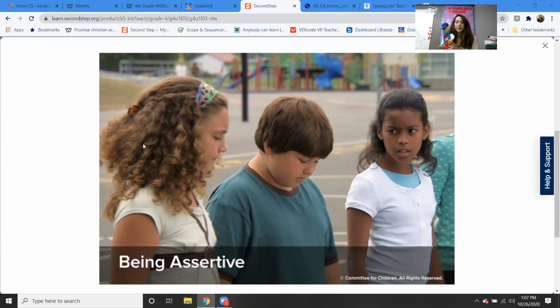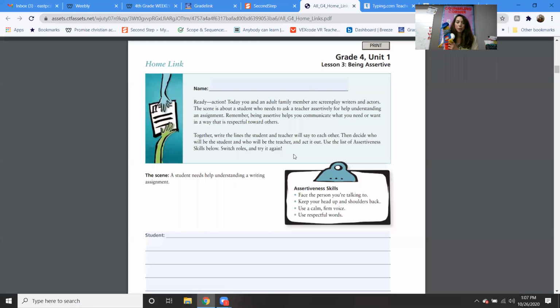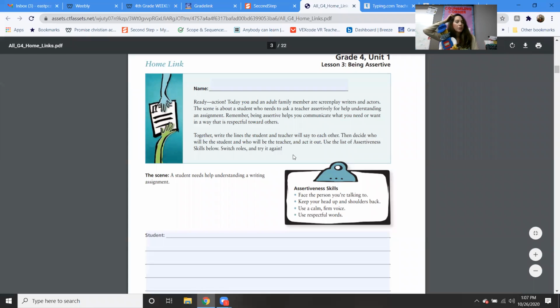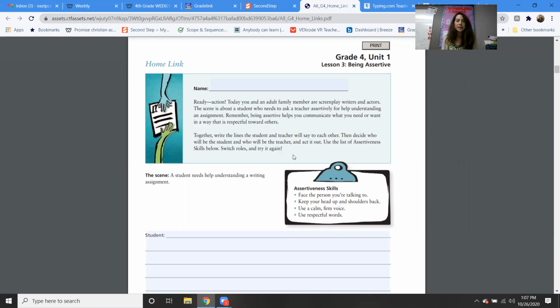But if we were in the classroom together, we would get to practice this. So I probably would ask for some volunteers and I would give you guys some scenarios and have you act it out and practice being assertive with each other. But obviously, since we're not together, we can't really do that. But I do have the sheet that you guys are going to work on. And so you're going to take this scene here.